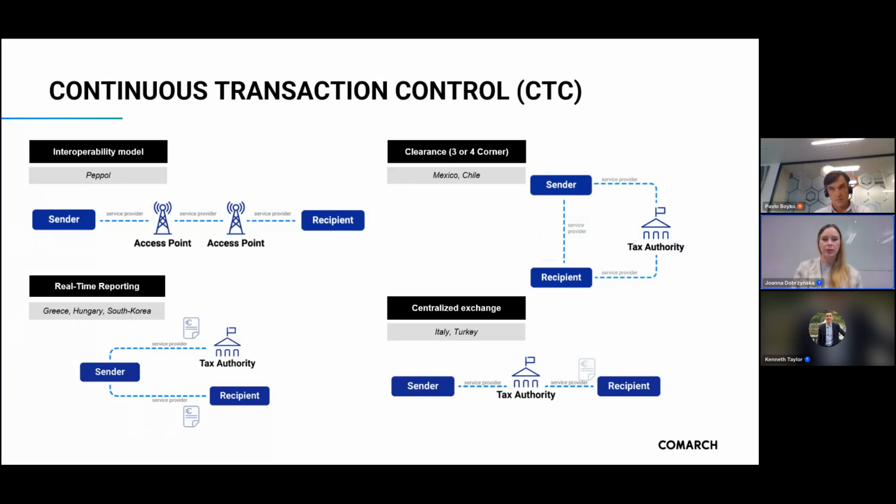Another model that we have here is real-time or near real-time reporting in invoicing. We have an example here as Hungary. It involves the immediate or close to real-time transmission of invoice data to tax authorities. Basically, this allows for real-time monitoring of financial transactions and can help prevent tax evasion. And the last one, already mentioned, PEPL.